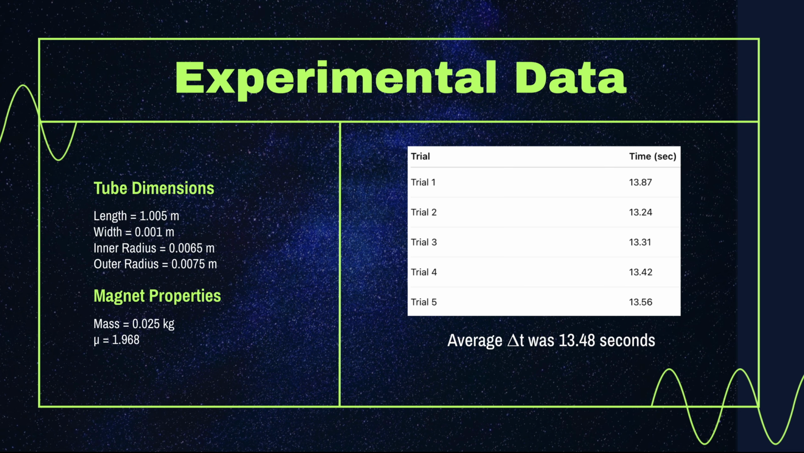So this is my experimental data. Over here, these are the physical measurements used in the model. The tube length was about 1.005 meters with an inner radius of 0.0065 meters. The width was 0.001 meters and the outer radius was 0.0075 meters. Then these were the properties of the magnet, and this dipole essentially came from the last lab where we had to calculate the dipole. The average experimental fall time was 13.48 seconds.